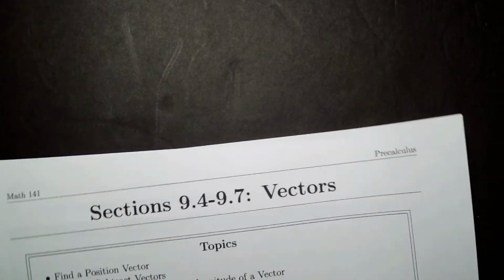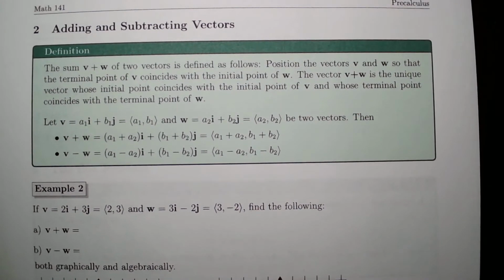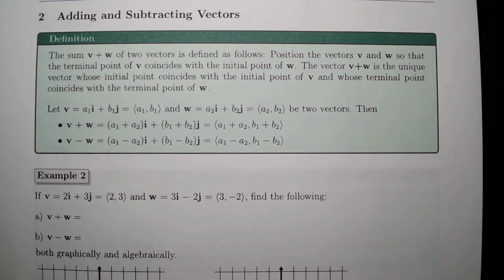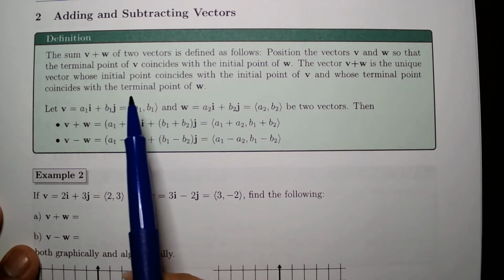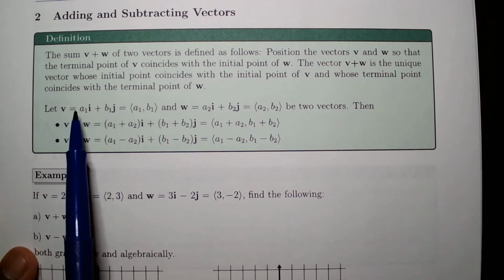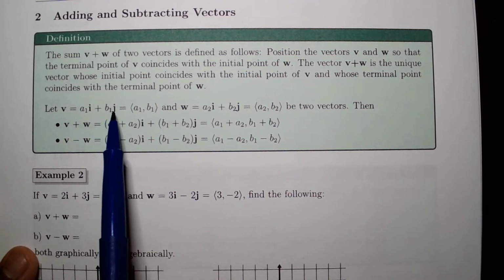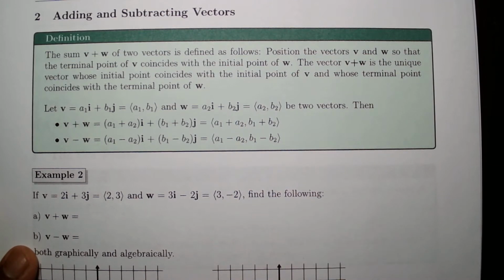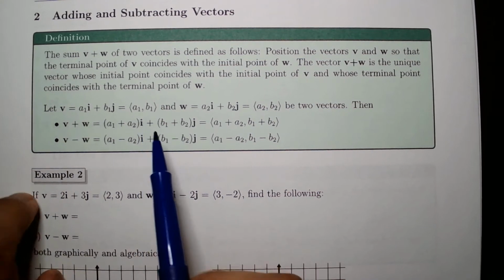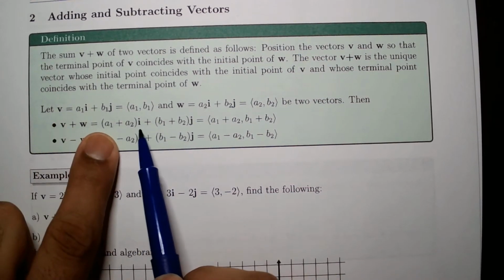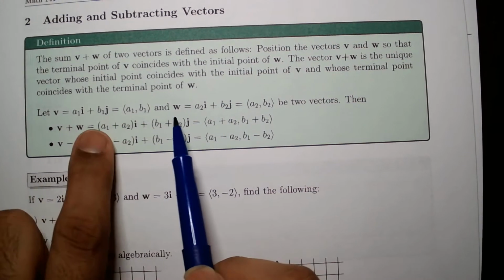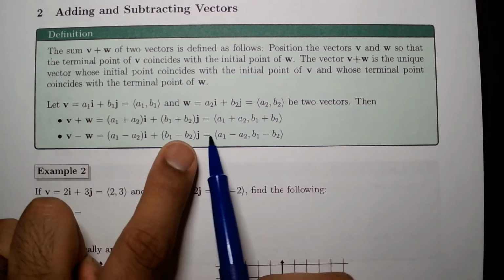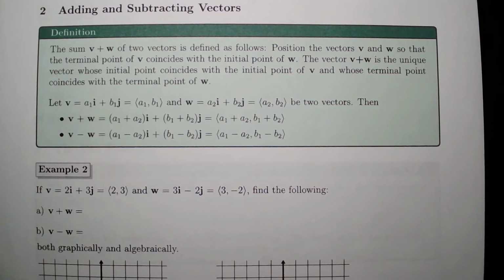Alright, let's see what's next on the next page: adding and subtracting vectors. That's going to be really short. All we are going to do is simply add and subtract numbers, no more, no less. We have a couple of vectors: v, a1i plus b1j, and the vector w, a2i plus b2j. Adding the vectors, all we do is add the a's, a1 plus a2, and the b's. That's all we have to do. It's really not that crazy.